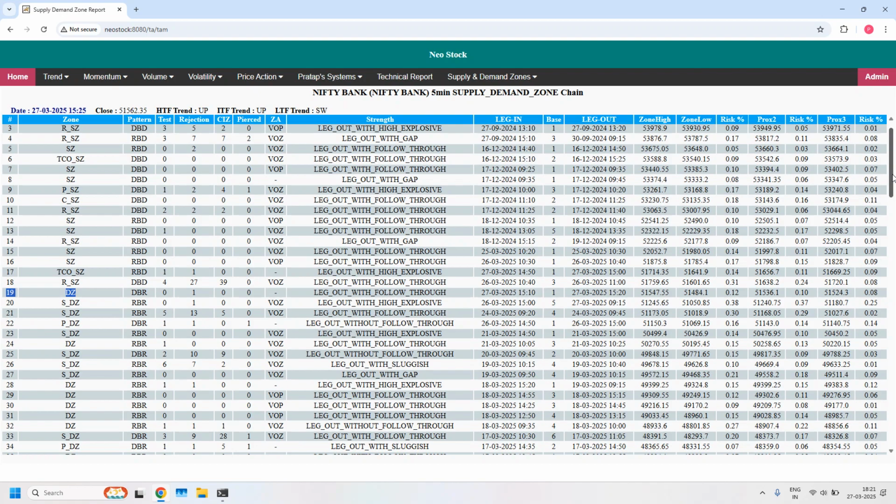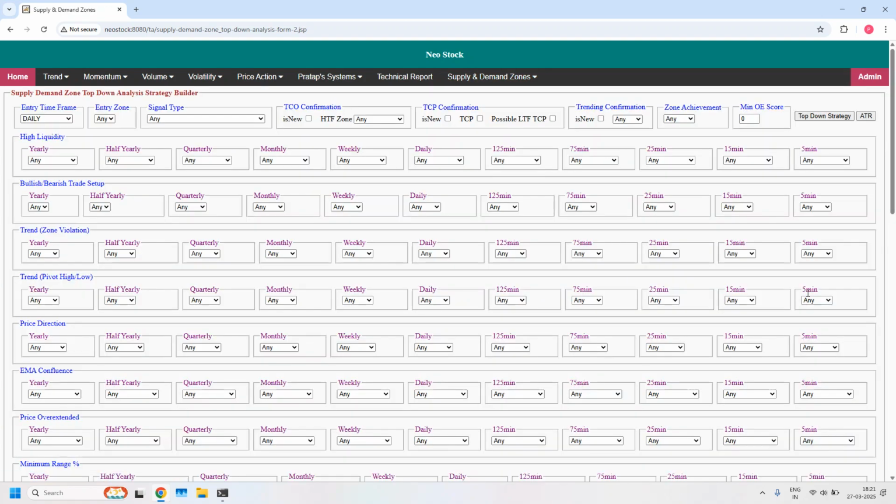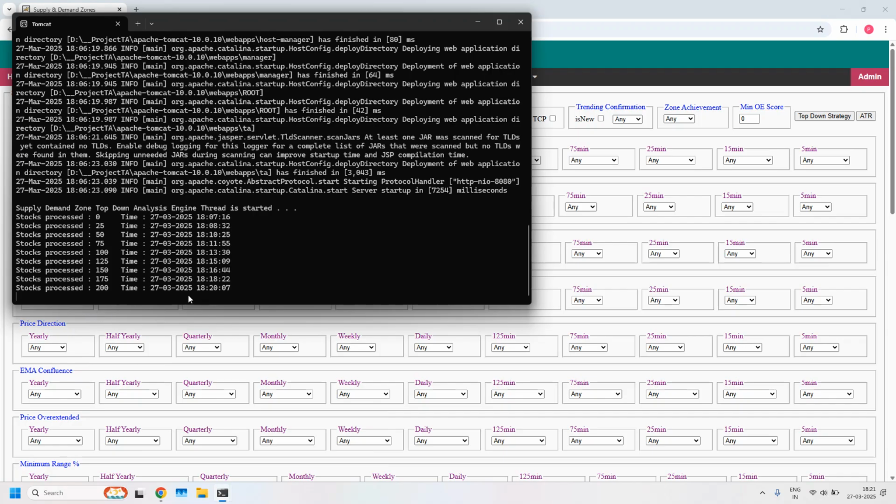So this is a Bank Nifty supply demand zone chain. With this we have completed both Nifty and Bank Nifty supply demand zone chain report generation. Next we will start with finding the stocks near demand and supply zones for different time frames. But let us check if the process is completed. No, still it is under process. Probably we need to wait for another couple of minutes.